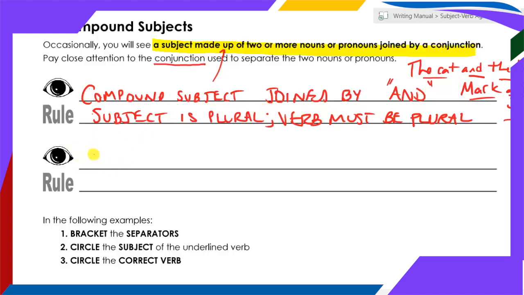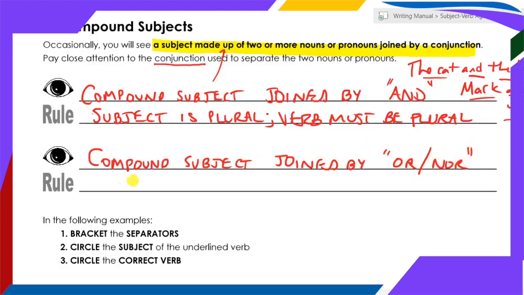With a compound subject joined by or or nor, and that's what we're going to write here as the tip-off clue, compound subject joined by or/nor. This rule is slightly trickier. The verb must agree with the second subject.